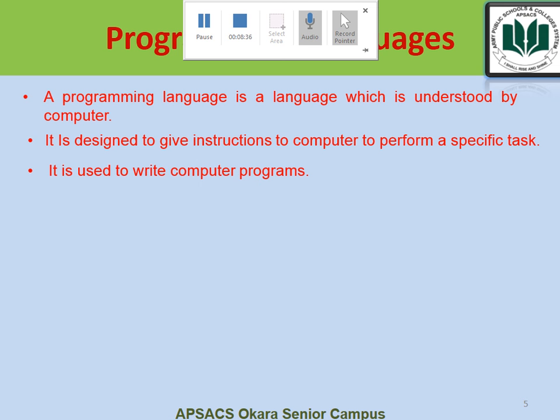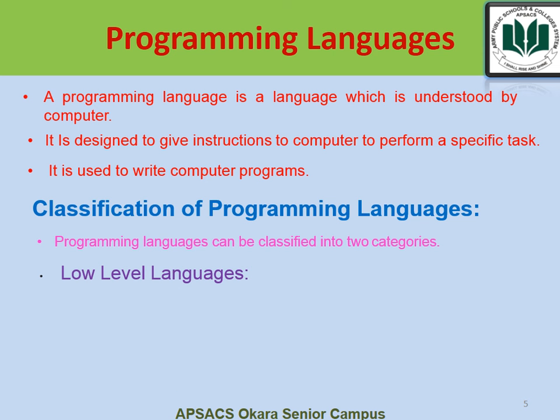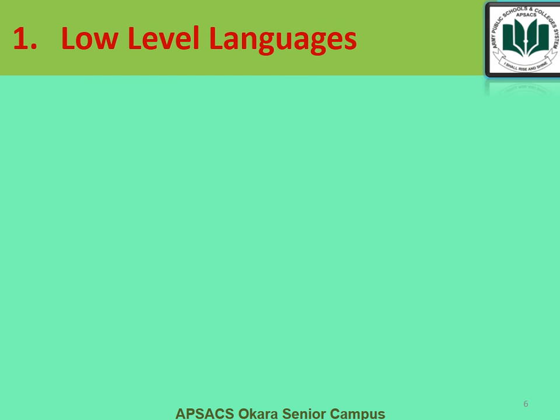Then we have the classification of computer languages. Computer languages can be classified into two categories: low level languages and high level languages. We will be discussing low level languages in this lecture. Number one, low level languages. Low level language is a machine oriented language. Machine oriented means low level language depends on the architecture of the computer. So low level language will be understood directly by the computer.